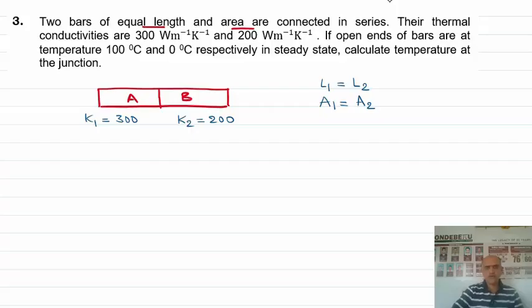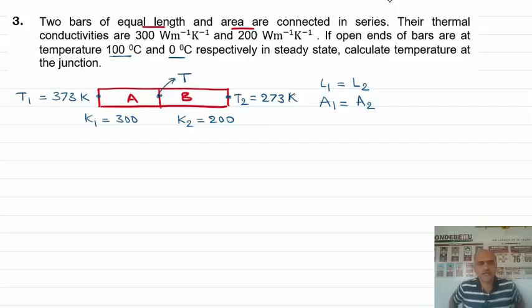If the open ends of the bars are at 100 degree centigrade and 0 degree centigrade. So one end, on this side, I will call T1. 100 degree centigrade means 373 Kelvin. The other open end, I will call T2. It is at 273 Kelvin. Now you are required to find the temperature at the junction. Here at the junction I will write T, which you are required to find.